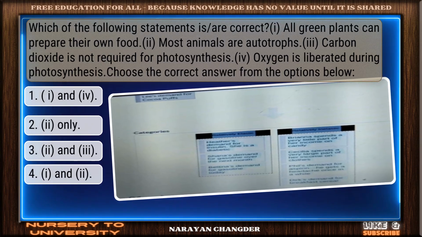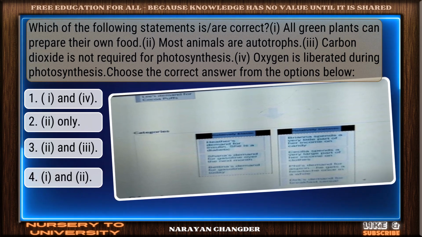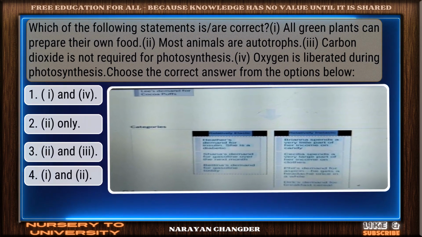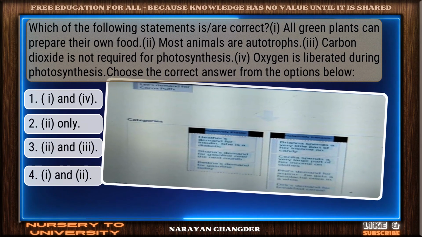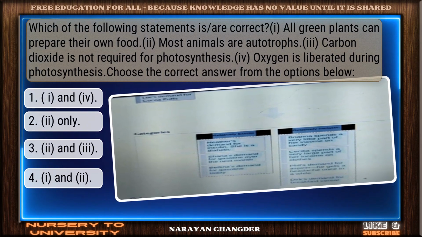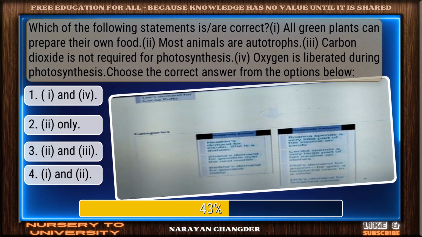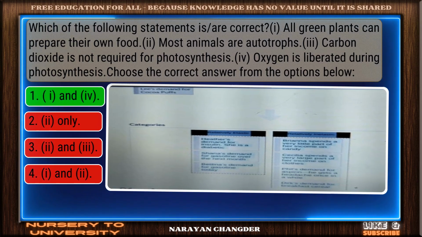Which of the following statements is correct? All green plants can prepare their own food. Most animals are autotrophs. Carbon dioxide is not required for photosynthesis. Oxygen is liberated during photosynthesis. Choose the correct answer from the options below. Solid response. First and fourth is valid.